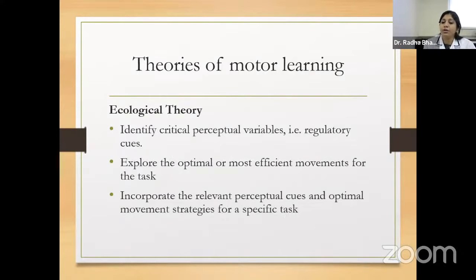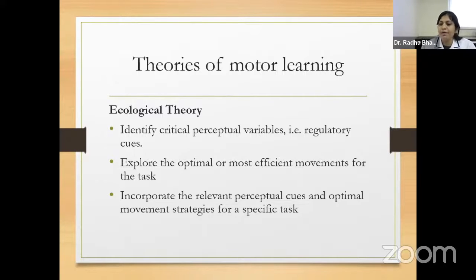Next is your ecological theory. According to this theory, you identify the critical perceptual variables, that is, the regulatory cues. Then you explore the optimal or most efficient movement for the task, and incorporate the relevant perceptual cues and the optimal movement strategy for a specific task. So what best can be a strategy to accomplish this particular task?